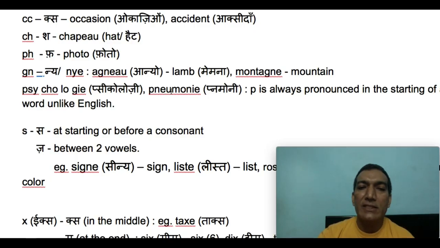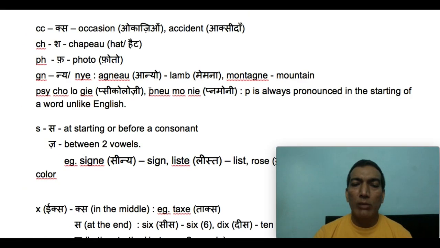Then the second example is pneumonia. I will break this word also. So it is pneumonia. Pneumonia. So you can see that as in English, psychology or pneumonia, you have to pronounce P in those words, or any other word if it exists. Then you have to pronounce P in those words. Okay.